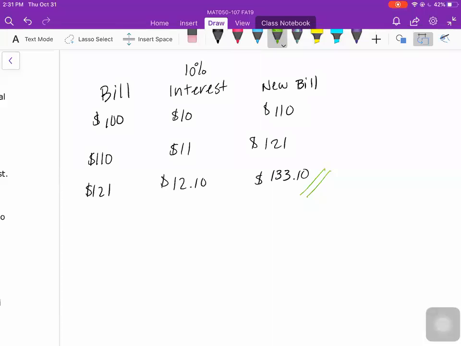At the end of 3 months, how much? Exactly $33.10. I borrowed $100, and at the end of 3 months, I'm going to pay them $133.10, which means the credit card company just made $33.10 off of me for lending me that money.